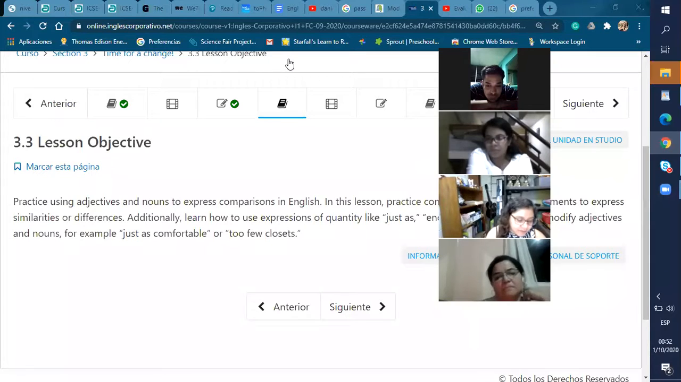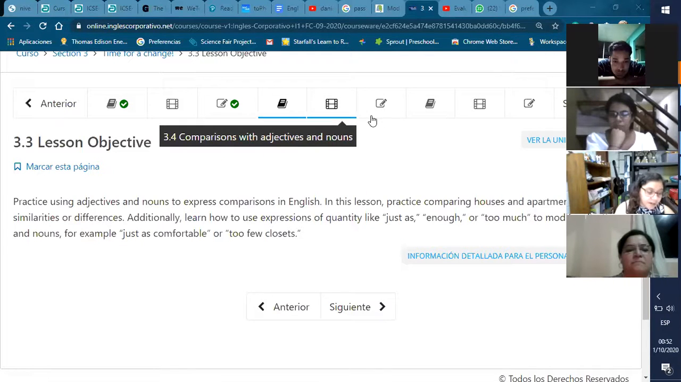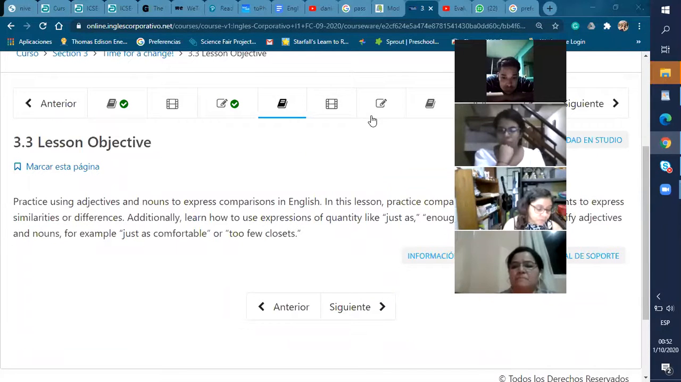Practice adjectives and nouns to express comparison in English. In this lesson, practice comparing houses and apartments to express similarities or differences. Additionally, learn how to use expressions of quantity like just as, enough, or too much to modify adjectives and nouns. For example, use just as comfortable or too close.